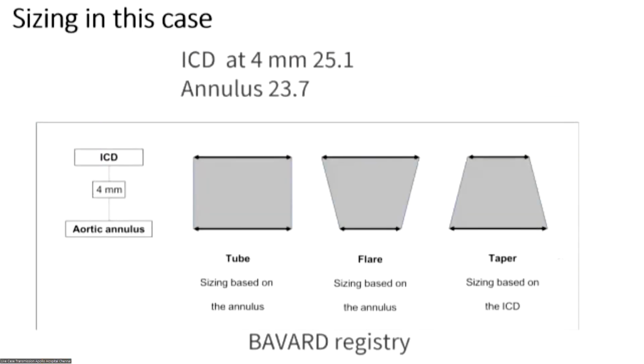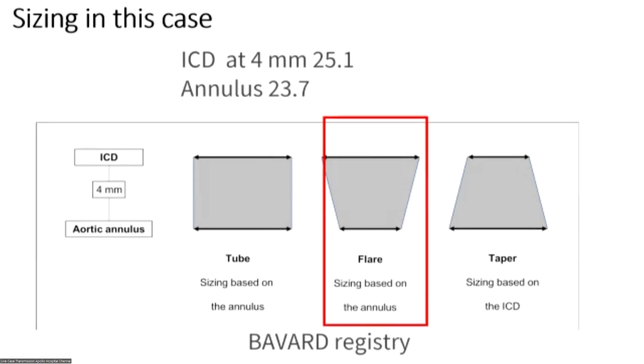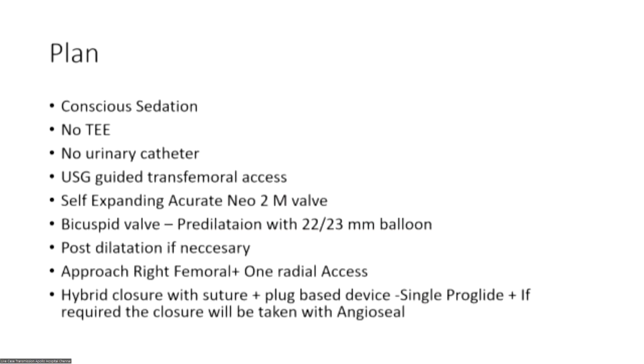Next slide. So coming back to this patient, the ICD was 25.1, the annulus was 23.7. So that's a kind of flare type. Sizing was done based on annulus. The plan for this patient is conscious sedation, no transesophageal echo, no urinary catheter, ultrasound guided access.